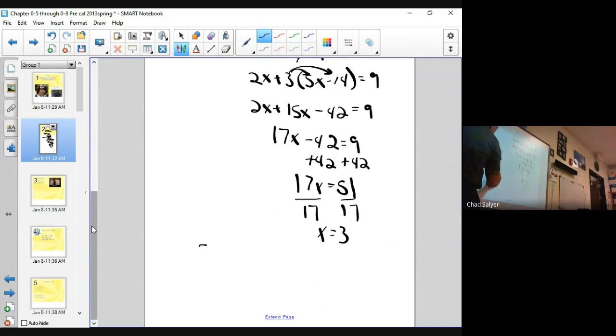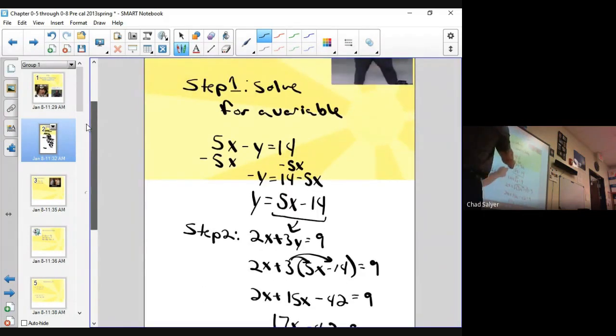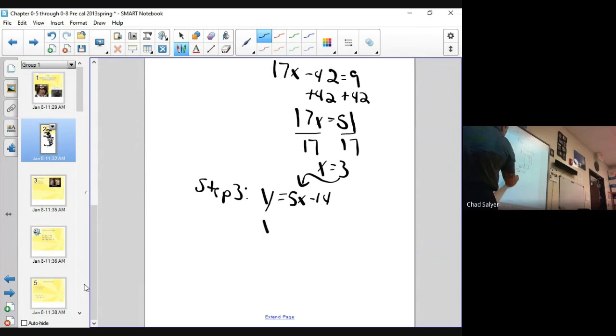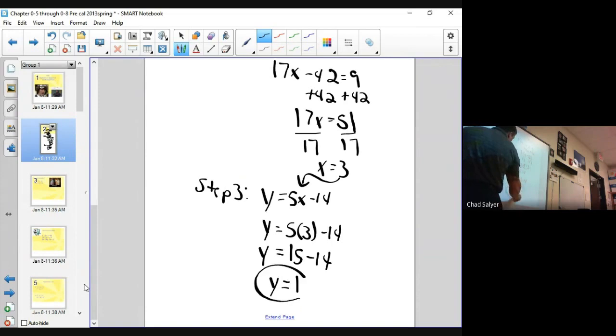So step 3 is going to be to plug x in. We back up here, y equals 5x minus 14. So if I plug in the x value, I can also find y. So y equals 15 minus 14, and y equals 1. And now we have both the x and y. We have solved our system.